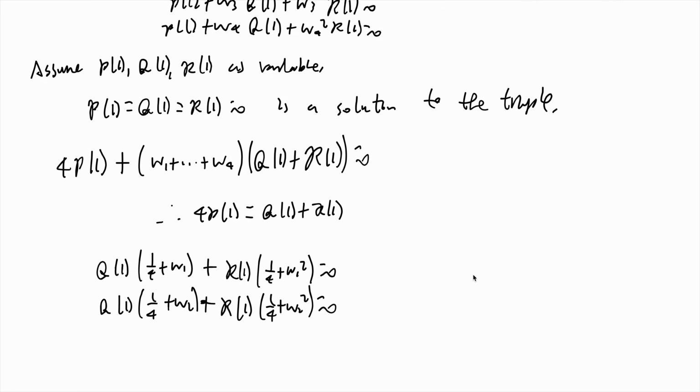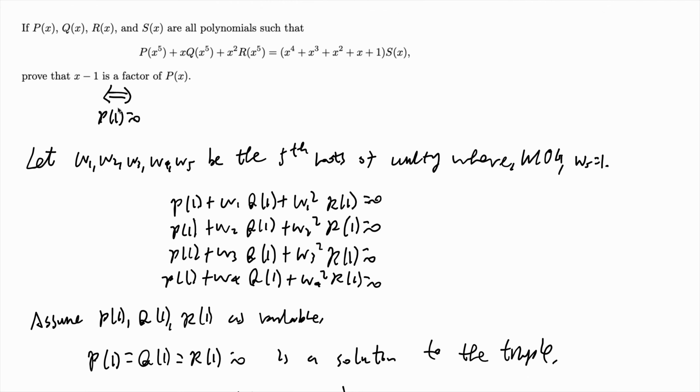However, I just realized that Q of 1 and R of 1 could be complex numbers. I mean something like 1 plus i or something like that. Now, are we allowed to say without loss of generality? No, because it's not symmetric. And also that doesn't really apply here.